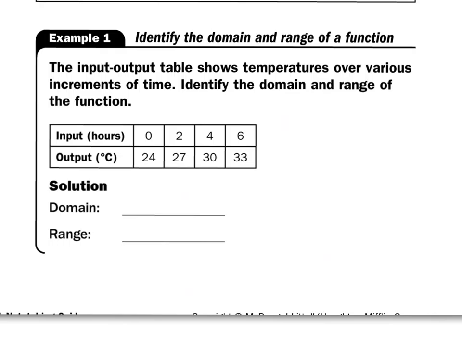In example 1, we're going to identify what the domain and range of a function are. The input-output table shows temperature over various increments of time. Identify the domain and range of the function. Well, our input is our domain. So our domain is 0, 2, 4, and 6. Our output is our range. So it's 24, 27, 30, and 33.